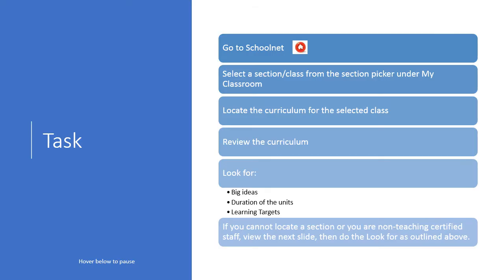Let's pause now to complete a task. Go to SchoolNet, select a section or class from the section picker under My Classroom, locate the curriculum for the selected class, review the curriculum, look for big ideas, duration of the units, and the learning targets. If you cannot locate a section or you are a non-teaching certified staff, view the next slide.